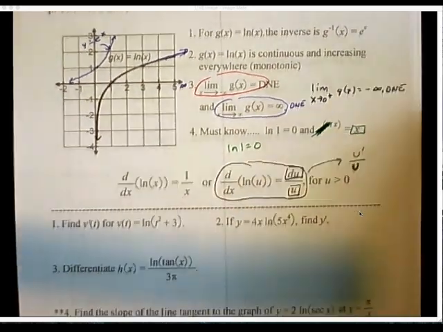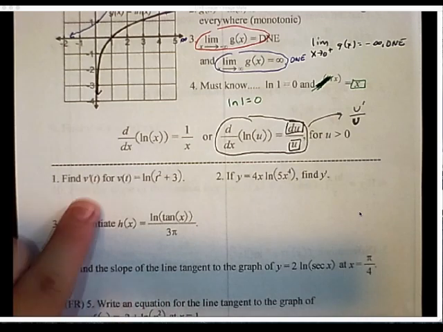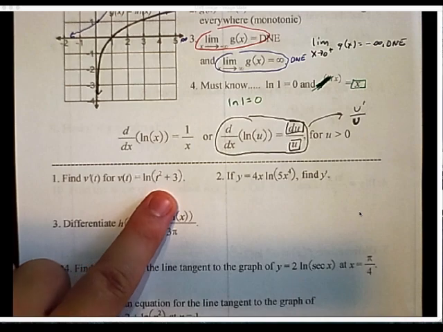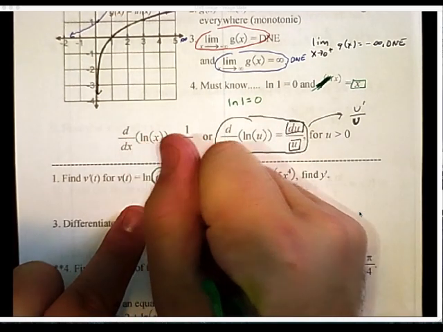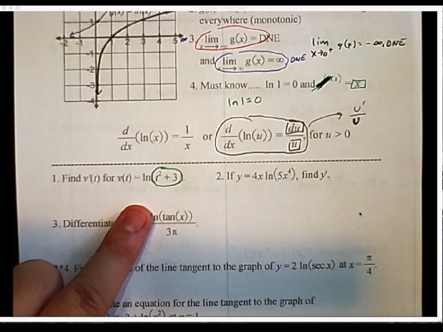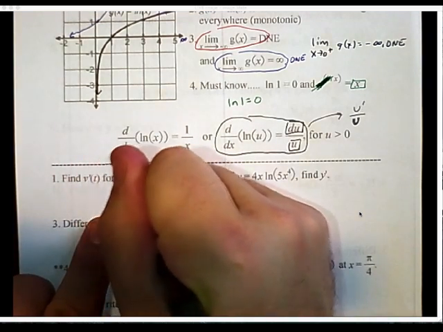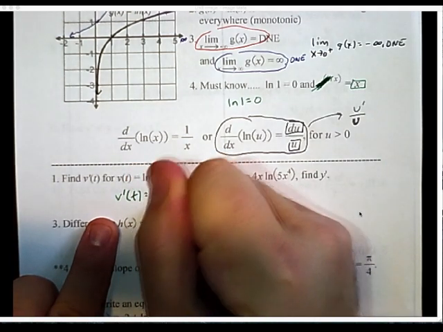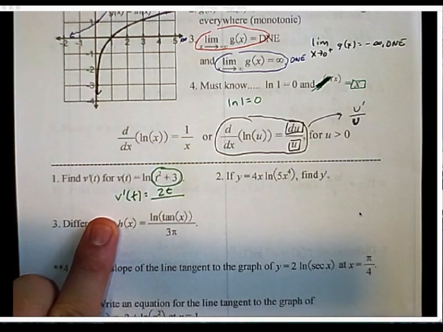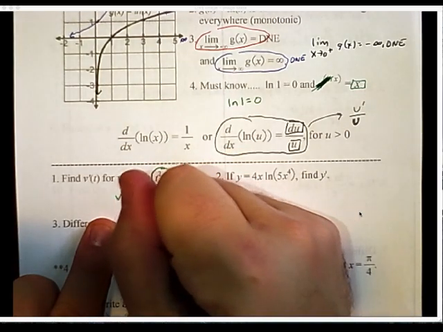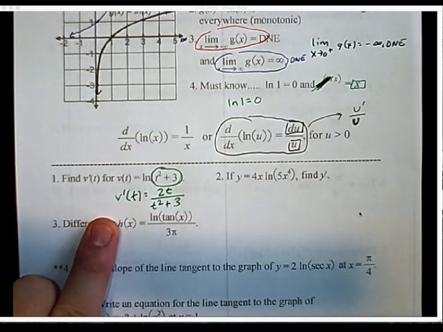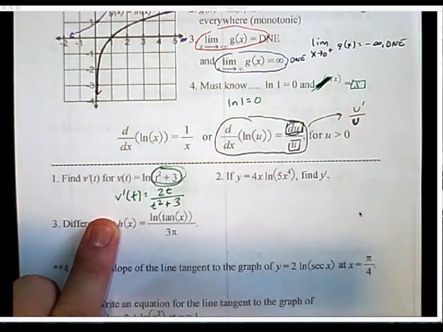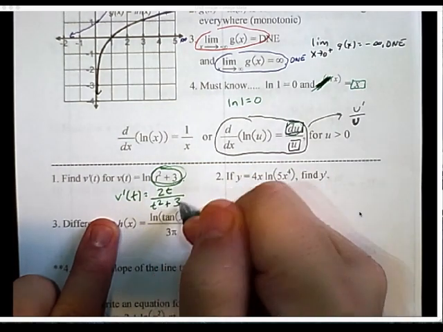All right, so let's look at number 1. It says find v prime of t if v of t equals the natural log of t squared plus 3. So this is like the u, so to find v prime of t, we're going to take the derivative of the inside, which would just be 2t over itself, the inside, t squared plus 3. That's what this is saying.